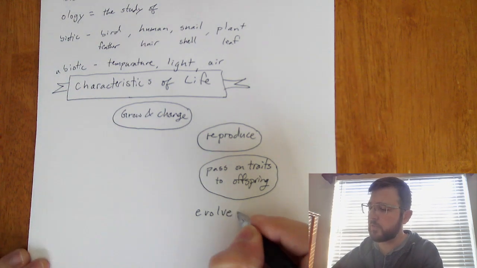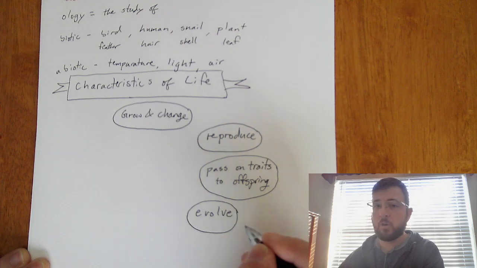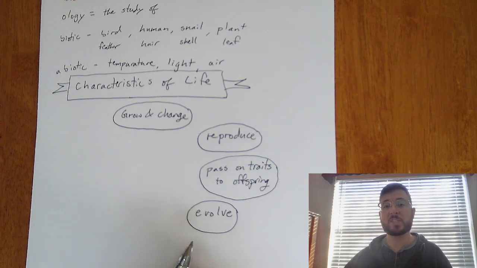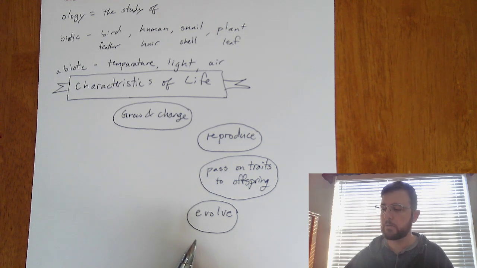You evolve. You are a little bit different from your parents, and they're a little bit different than their parents. Even though most of the traits they have get passed on to the next generation, there is a little bit of change. And that change over time can build up to create an entirely new species. We'll talk about that later.